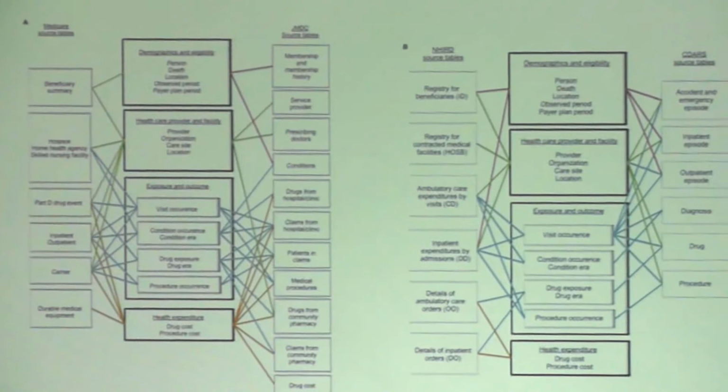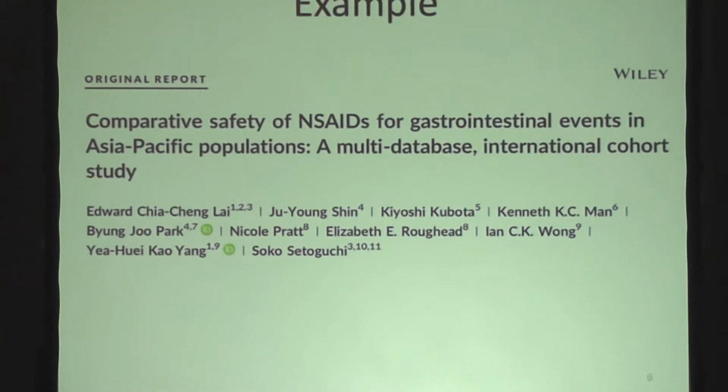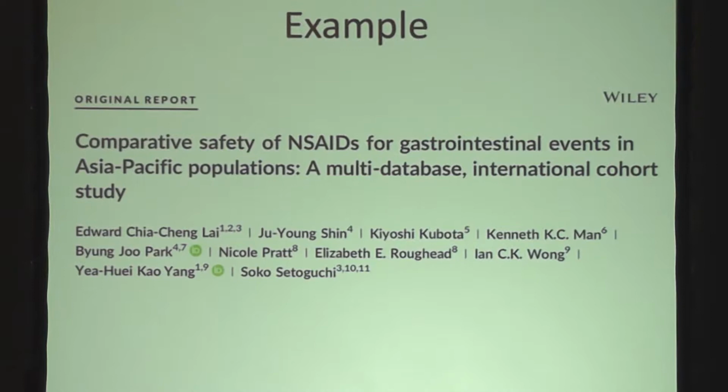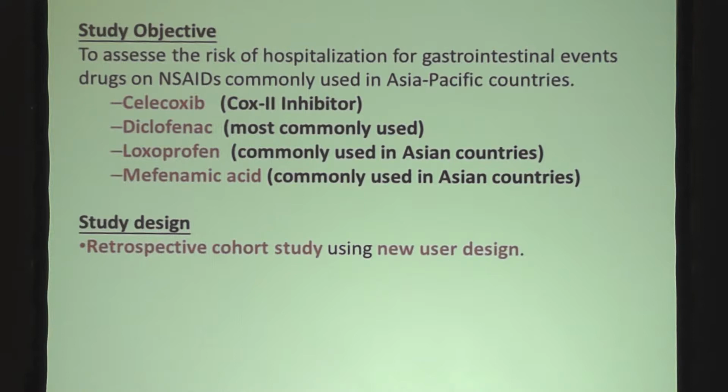Okay, so let's go back to the heterogeneity in international studies. I'm going to give you an example about NSAIDs and gastrointestinal events. We use data from Taiwan, Japan, Korea, Australia, and Hong Kong for this study. The topic is quite simple. As you may know, GI side effects are a well-known side effect of NSAIDs. But there are two drugs that are very specific to Asian countries. Number one is tamoxifen. The other one is valproic acid. They are commonly used in Asian countries and not in Western countries. So we focus on them.